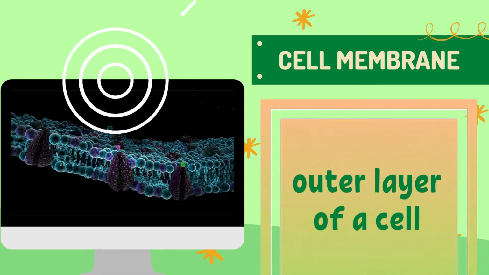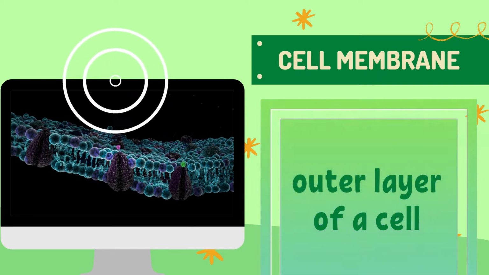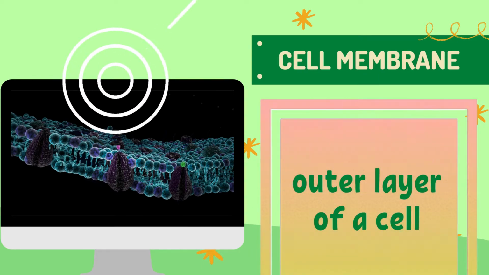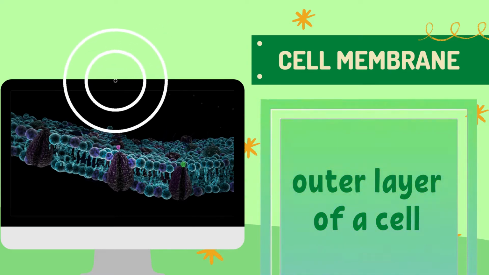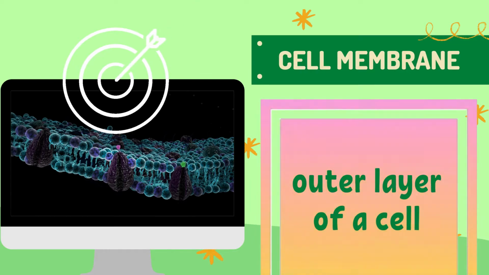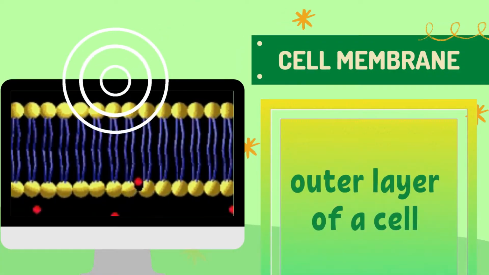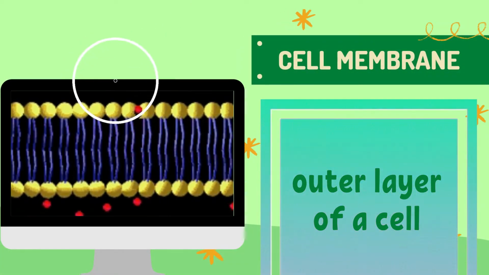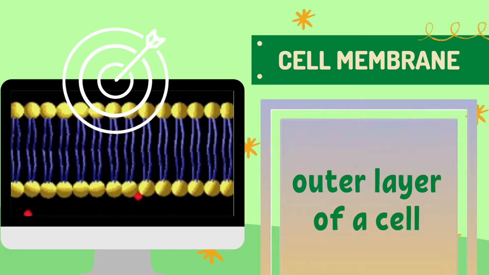The next organelle is the cell membrane, the semi-permeable outer layer of both plant and animal cells. It serves as the cell's protection from unwanted substances outside the cell. It also regulates the transport of substances in and out of the cell.